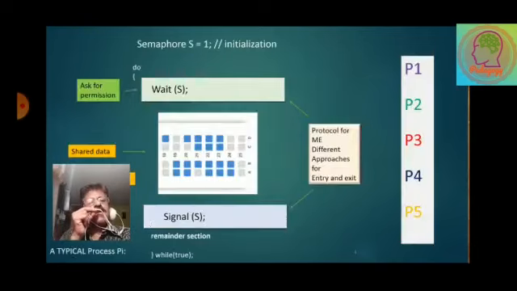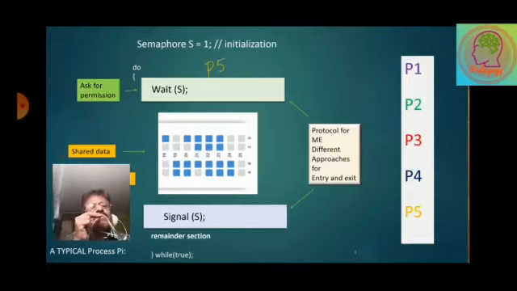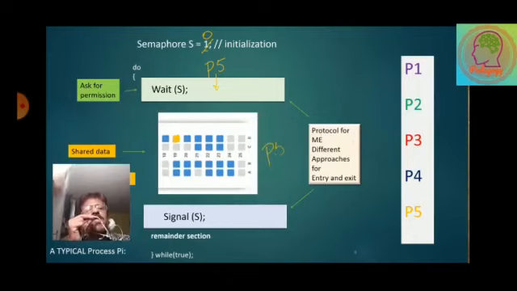So if we consider our previous example, suppose we initialize S equals 1. The remaining portions are the same. Within the do while loop, there is a wait part and there is a signal part. So S is equal to 1. Suppose P5 is the first process which wants to share the shared memory. Whenever P5 enters into the critical section, that means whenever P5 shares the shared memory, then S is set to 0.